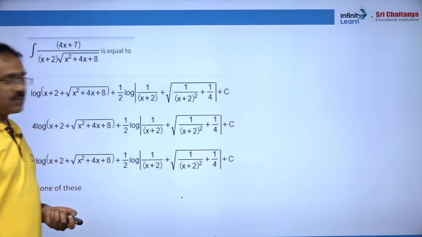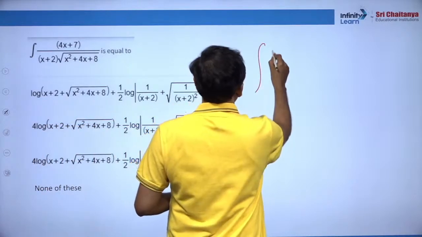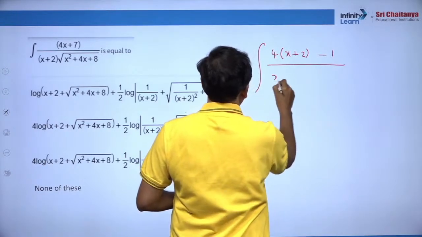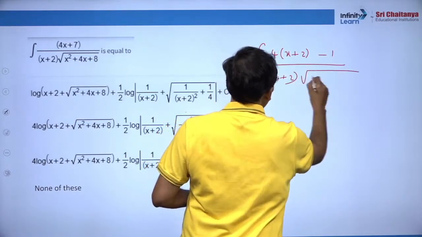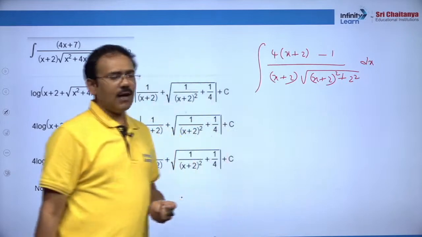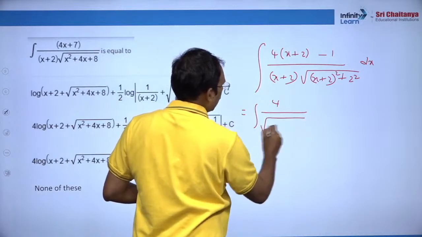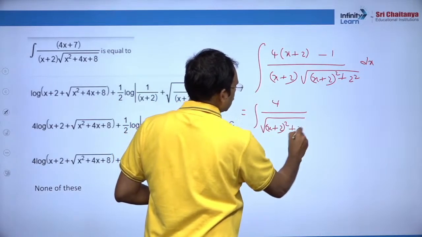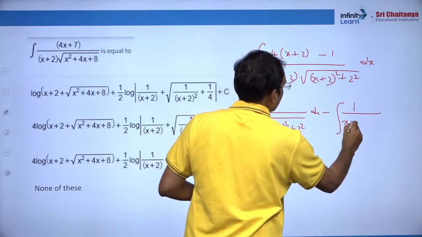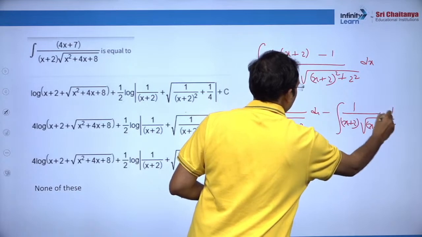Next, my dear friends, this is another integration related question. In this integral, you can take 4 common: x plus 2 minus 1 by x plus 2 into root of (x plus 2) whole square plus 2 square dx. Now if you separate, friends, x plus 2 gets cancelled: 4 by root of (x plus 2) whole square plus 2 square dx, minus integral 1 by x plus 2 into root of (x plus 2) whole square plus 2 square dx, right.